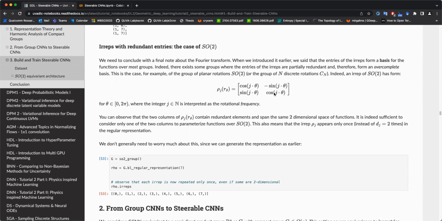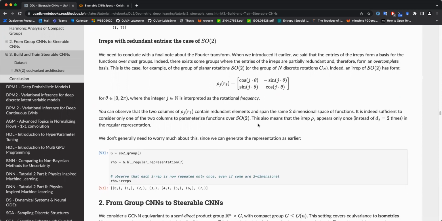In general, from a coding point of view, you don't need to worry about it because the library is taking care of that already. So, it's just for you to know what happens in this case.